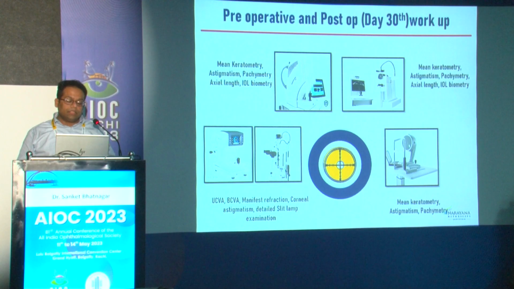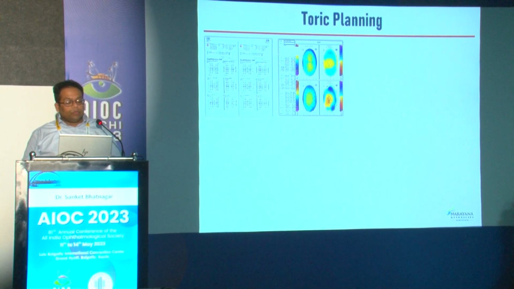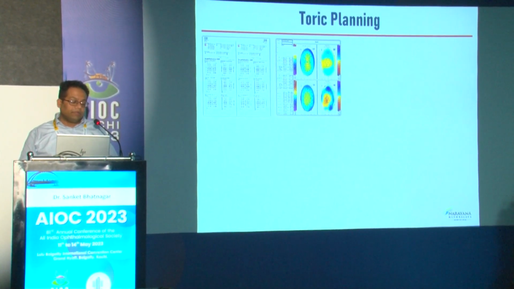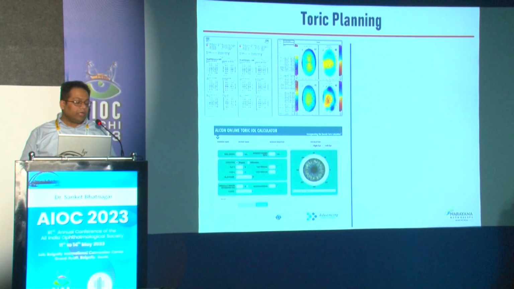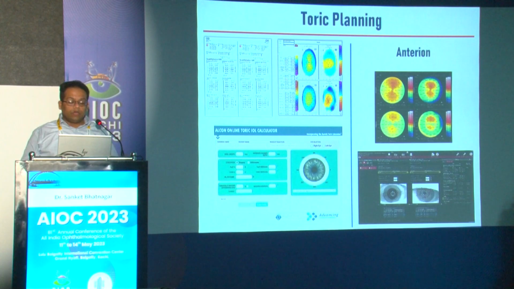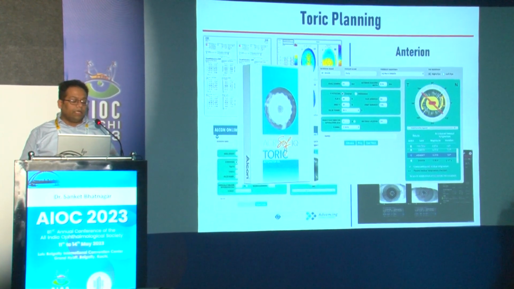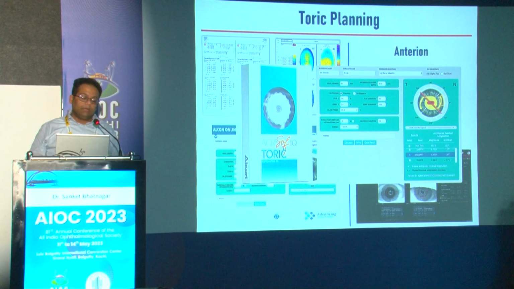Both IOLMaster and Anterion were used to measure mean keratometry, astigmatism, pachymetry, axial length, and biometry. We gauged the mean keratometry, astigmatism, and pachymetry through Oculyzer. Coming to toric planning, biometry and topography from Oculyzer and IOLMaster were used, and the Alcon online toric calculator was used to calculate the IOL power and the residual cylinder. Parallelly, Anterion was used to do the topography and biometry, and the inbuilt toric calculator was used with the same A constant and formula. Through the conventional devices, whatever power was calculated, an AcrySof IQ toric lens was implanted based on that.